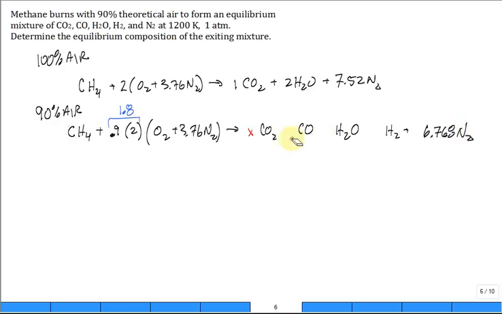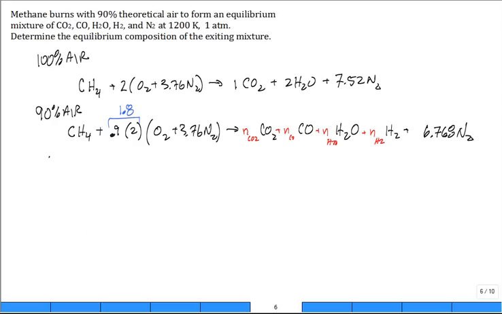So the unknowns, you can introduce different ones like X and Y and Z and P or whatever, or what I did was I said the unknown amount of CO2, the unknown amount of CO, the unknown amount of H2O, and the unknown amount of H2. So we have 4 unknowns, the amounts of those 4 entities in equilibrium.